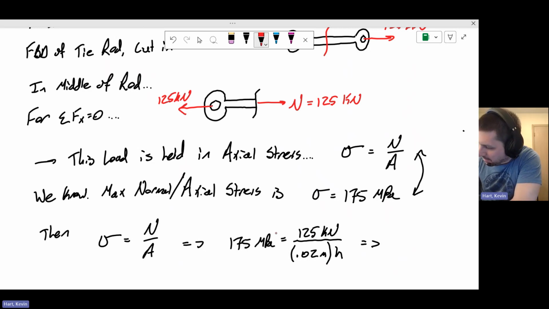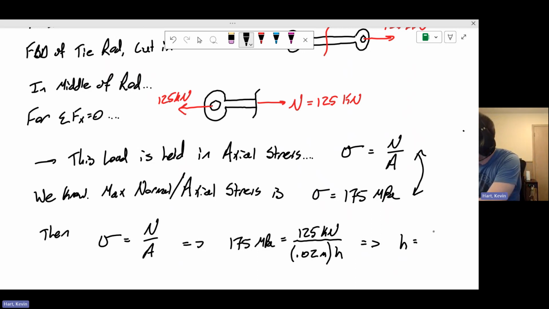So you can do algebra to work this. Remember, MPa is 1 million pascals. So the left-hand side of this equation is 175 million, if you're working in standard units. 125 kilonewtons is 125,000. You plug that into your calculator, and you can work this to solve for h, and you'll find in this case that h is going to be equal to 0.0357 meters, or 35.7 millimeters.